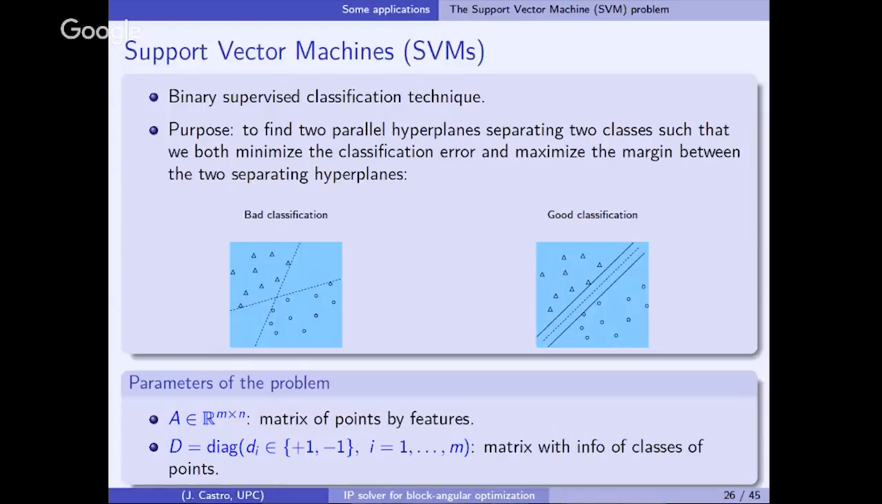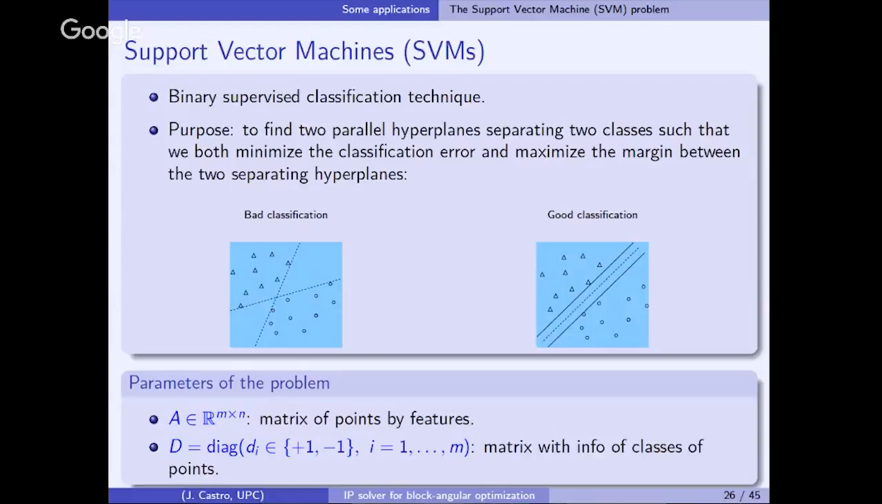Probably you know, in a support vector machine, you have data, a matrix of points, and these points belong to two classes. You have the triangles or the circles. And you want to compute a hyperplane separating these two classes. The idea is that you want parallel hyperplanes with a wide margin. That's a bad classification because this triangle is well classified, but it's too close to the second class. This is not happening here. This is named the margin of the two hyperplanes.